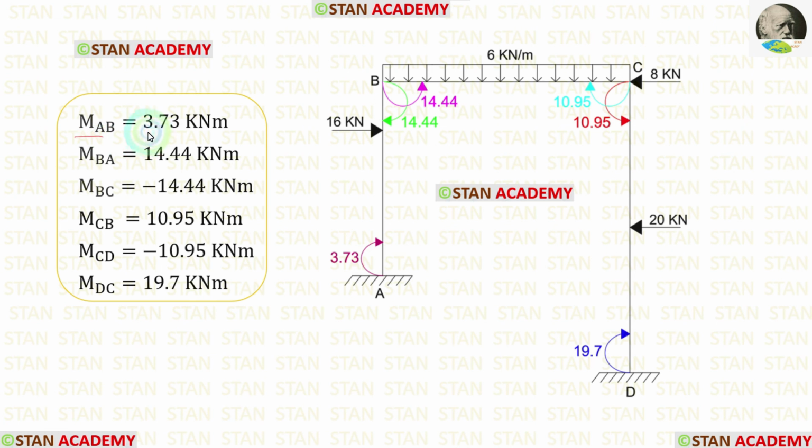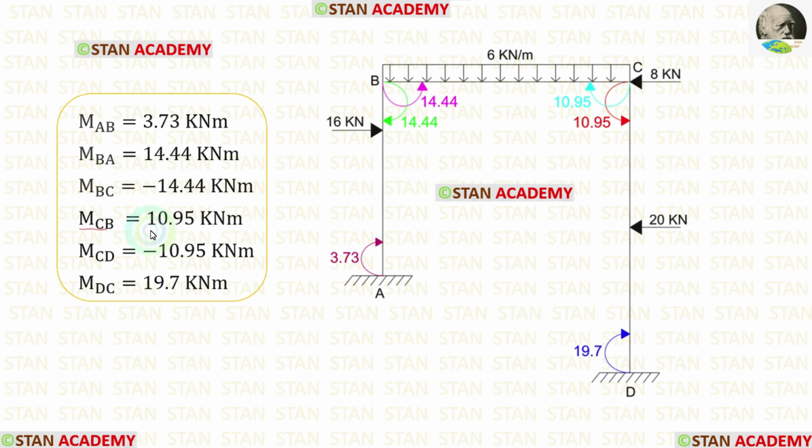For MAB, we got a positive value. That means it is acting in the clockwise direction. For MBA, we got a positive value, so it is also acting in the clockwise direction. For MBC, we got a negative value, that means it is acting in the anti-clockwise direction.